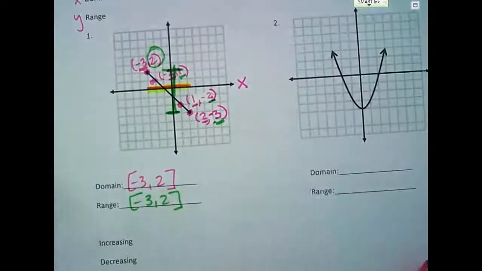Okay, go to the next one, number 2. Domain and range. I'll give you 1 minute to try it on your own. Remember, they extend. So if you need to keep the arrows going, keep them going.